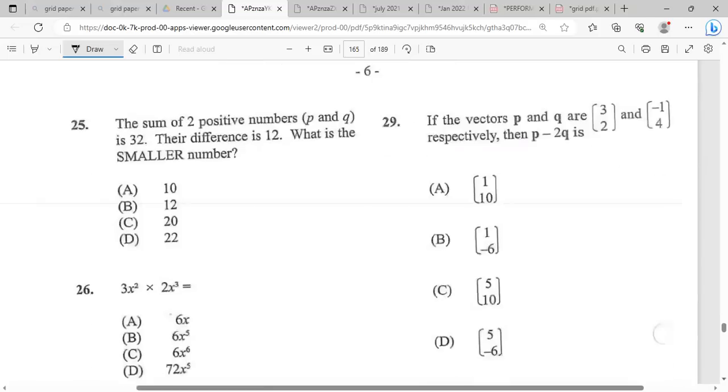The sum of two positive integers, P and Q, is 32. So when you add them, you get 32.